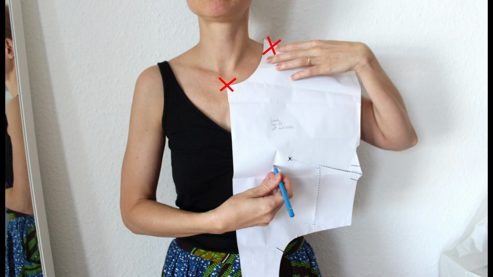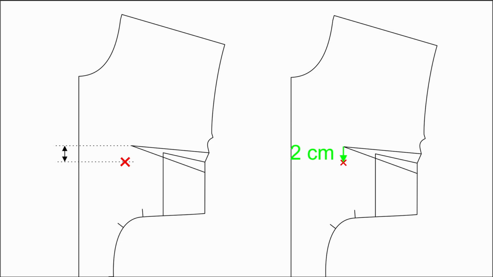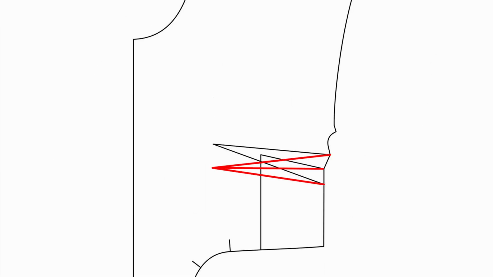Now you can compare this marking to the original dart end point. But here we only look at the vertical measurement. For example, if your new point is 2 centimeters lower than the original dart point, you can now move the dart end 2 centimeters downwards. But again, only in a vertical direction, parallel to the center front. This point now is the new dart end. With this new dart end, the new dart can also be drawn in. Please draw in the dart sides as well as the dart center.